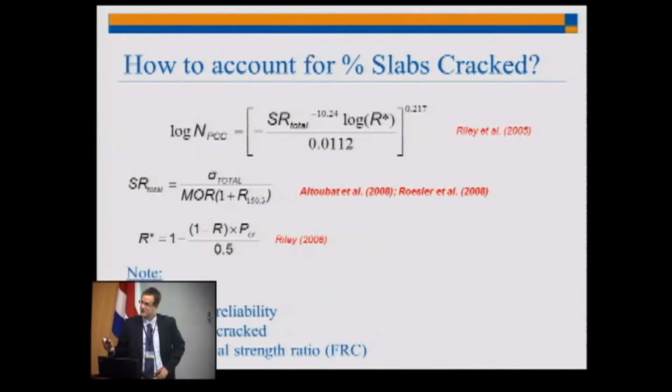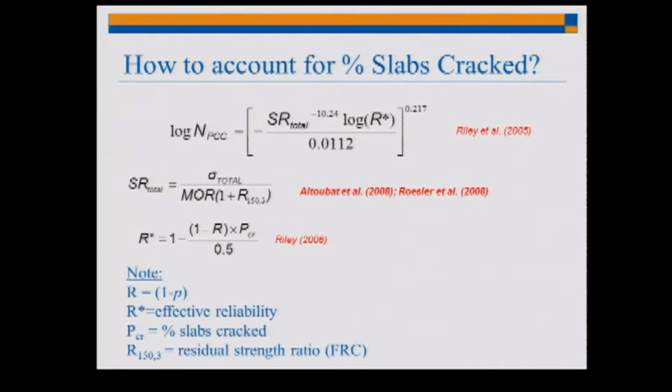We also can adjust these. I'm not going to go through all these equations here. We can adjust this for how many cracks are acceptable in your design. So when you design a concrete slab, you ask yourself, well, what's failure? Is it 10% of my slab's cracked? Is it 20? Is it 50? So the engineer can actually decide what failure is.